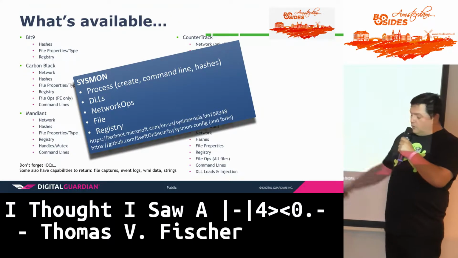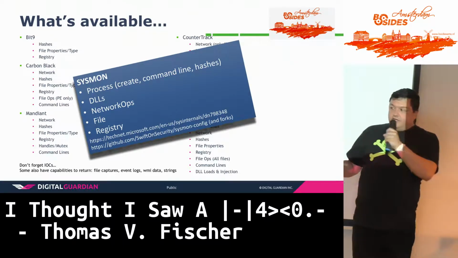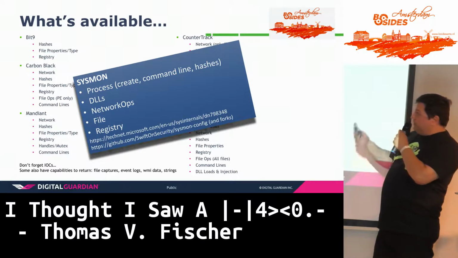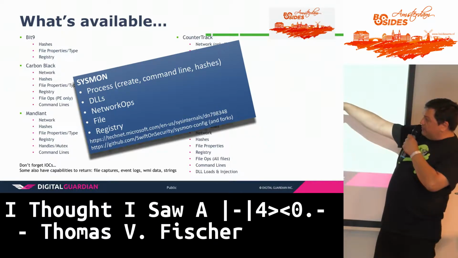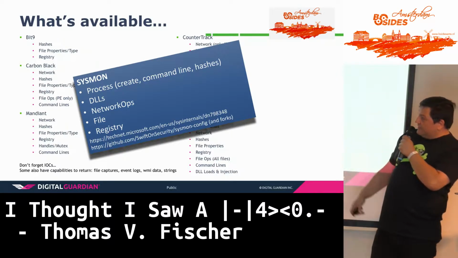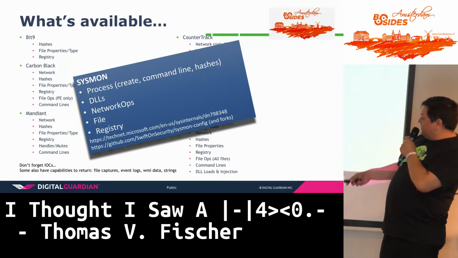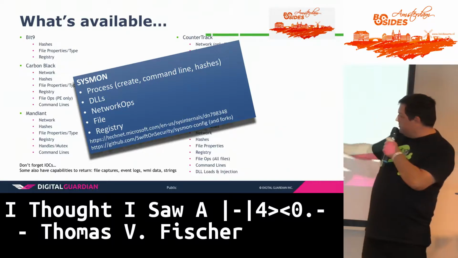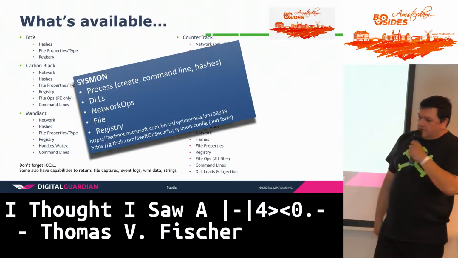So what services are available? Some of this list is old because they did this a couple of years ago, but each agent has different capabilities. You've got Bit9, usually that's a hash, file properties, registry. Carbon Black, and those two actually work together now. Management has certain things. Counterattack has certain things. There's a whole bunch of others underneath there, but for the sake of time, I've just put these.